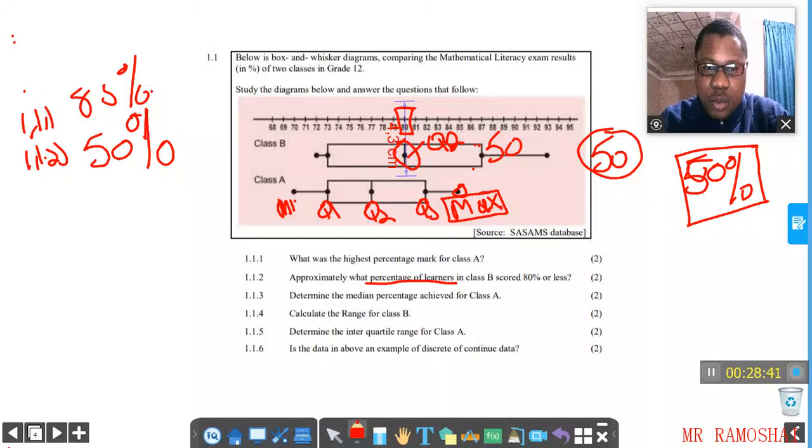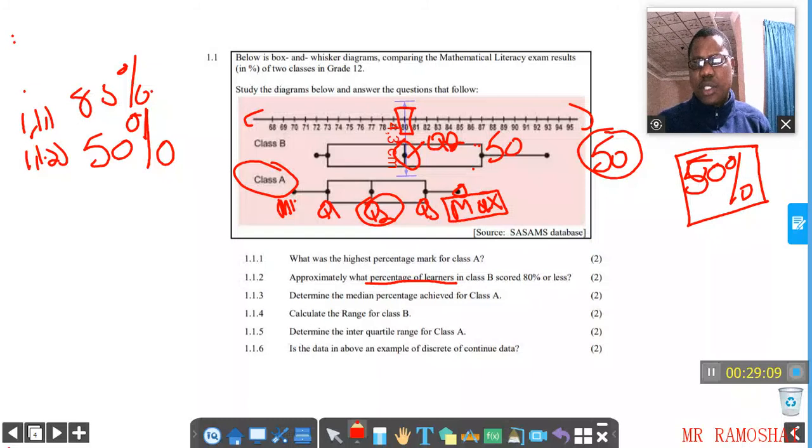Now what do we need? We need the median percentage. Remember, all the numbers that you see here are percentages, right? So we need the median percentage achieved for class A. That means now we're going to look at class A. Then which point here represents the median? It's quartile 2.